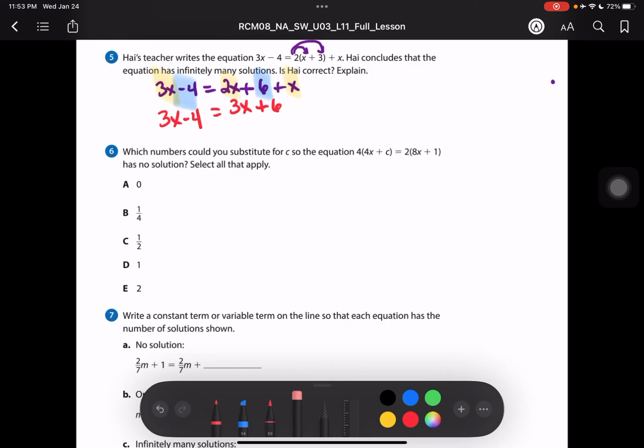Okay, so let's go back to Hai. He said that it has infinitely many solutions. In order for it to have infinitely many solutions, it must have the same variable term and constant terms on both sides. And it doesn't, because the constant terms are different, the variable terms are the same. Therefore, Hai is incorrect. So no, Hai is incorrect.